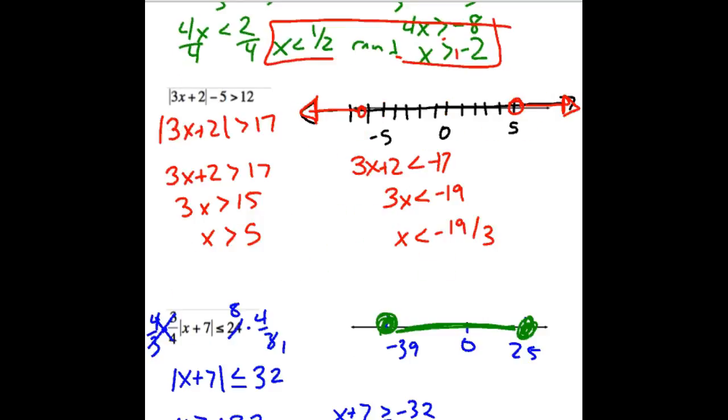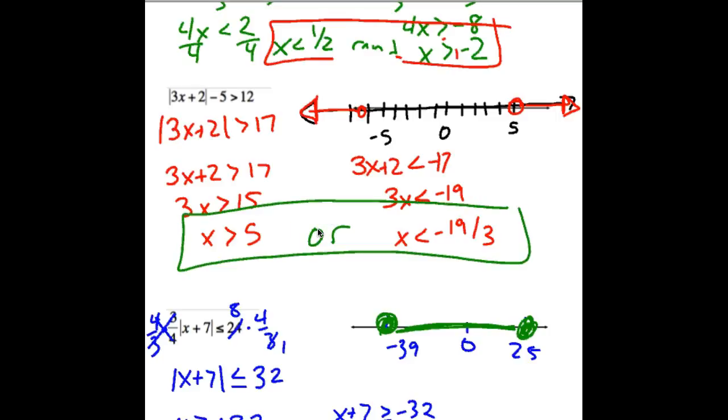You can see my work for this one. I started by moving that negative 5 over, so I got a 17 on the right side. I had my positive first inequality, and then where I flipped my sign and I took the opposite of that right side. I ended up with x is greater than 5 or x is less than negative 19/3. You can see my graph up there. Negative 19/3 is about negative 6.3 repeating, so I kind of put that in there.